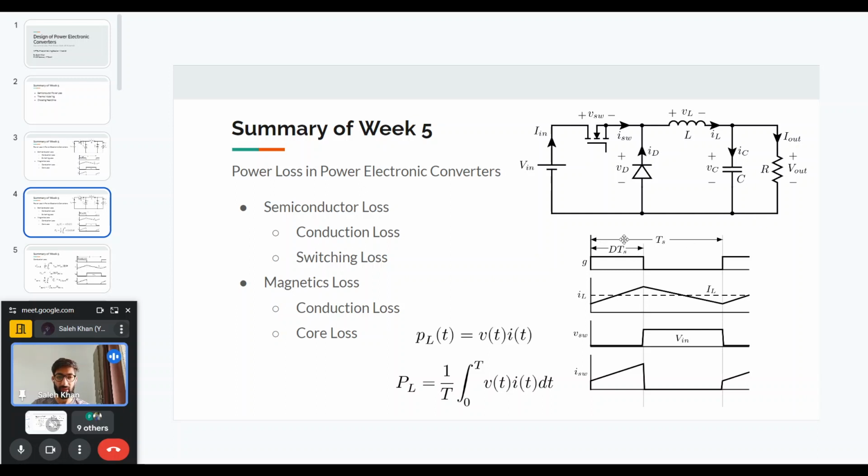So for example, here we have the DC-DC converters, we have the switching interval. So we want to find the power loss during this interval for all cases, for the conduction loss, switching loss, in the magnetics as well. But in this presentation, in this week, we were only focusing on the semiconductor loss portion. So let us now go deeper into the conduction loss and the switching losses.